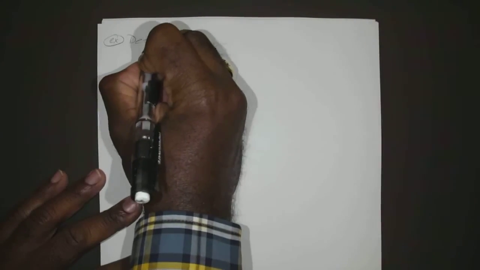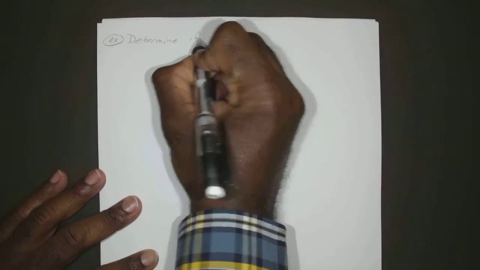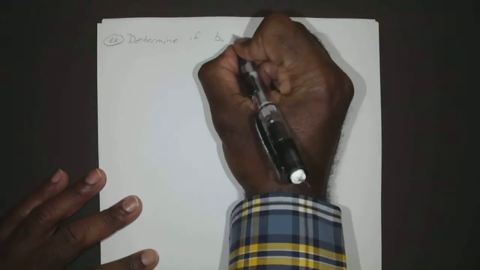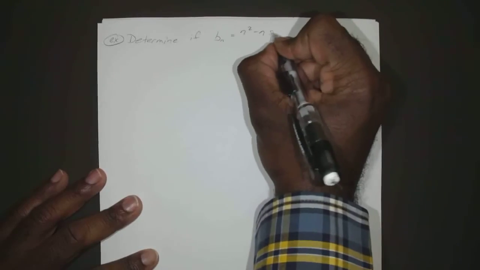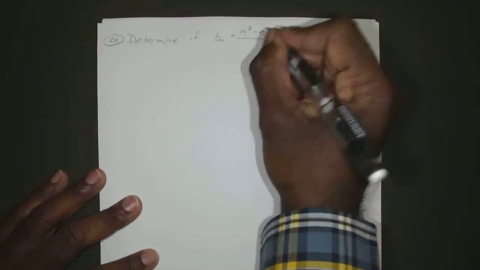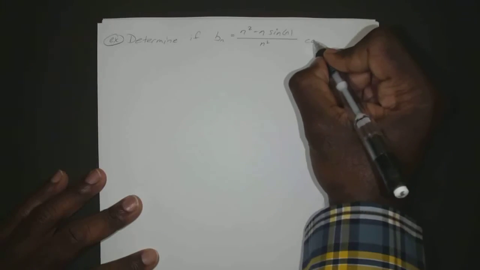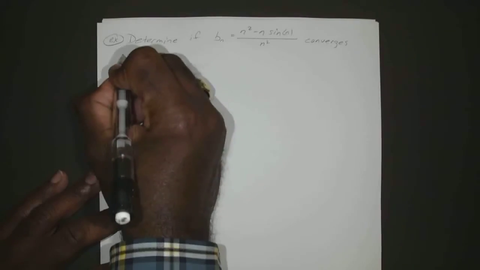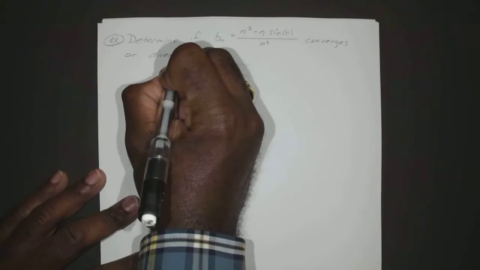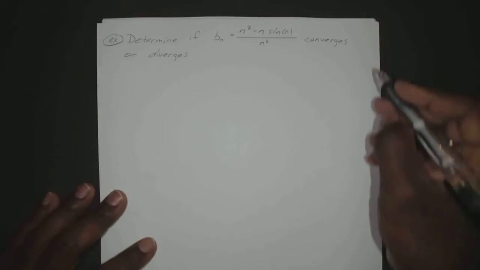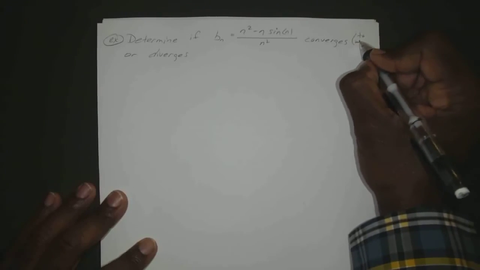All right, so let's say if we wanted to determine if, let's say, some b sub n equals n squared minus n sine of n divided by n squared converges or diverges. And if it converges, to what?